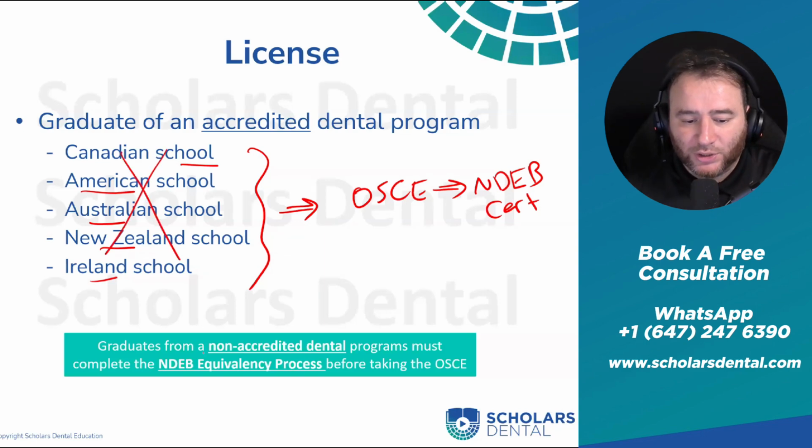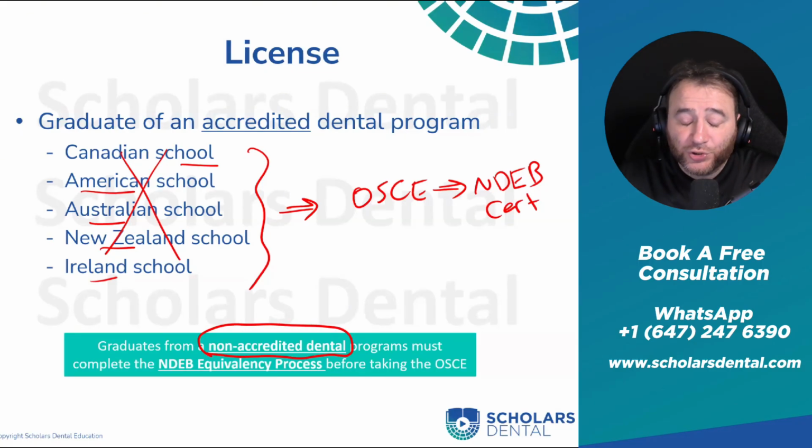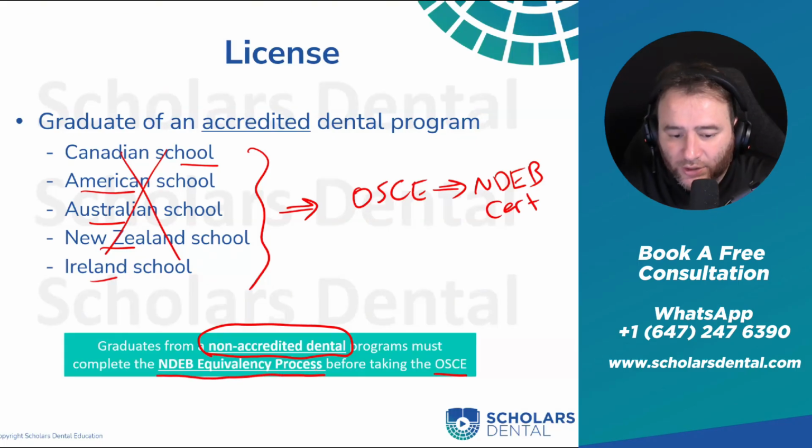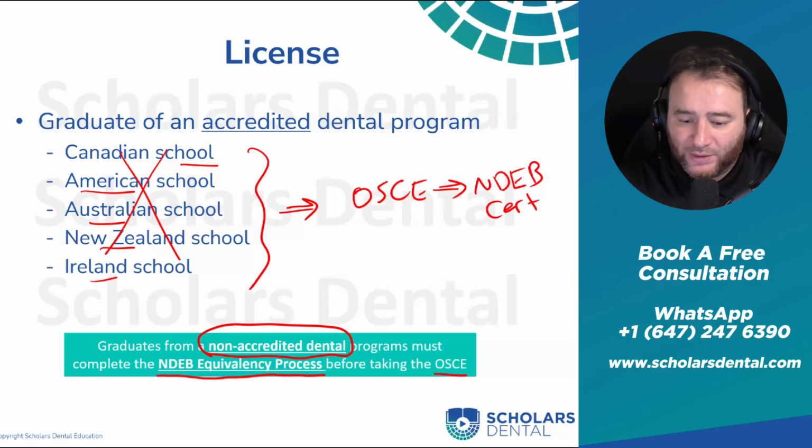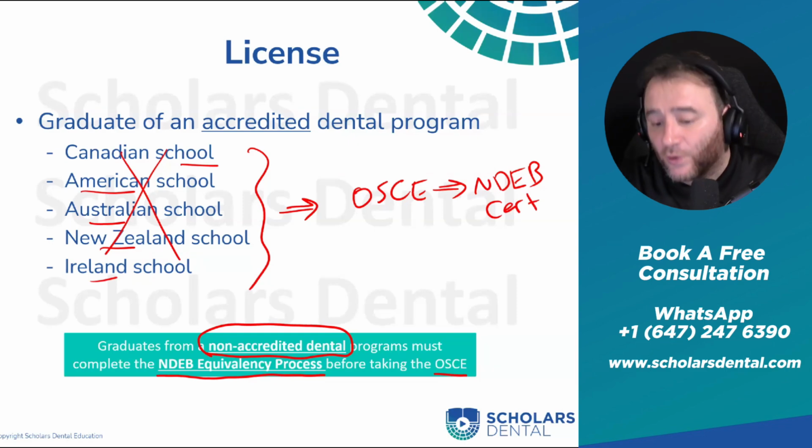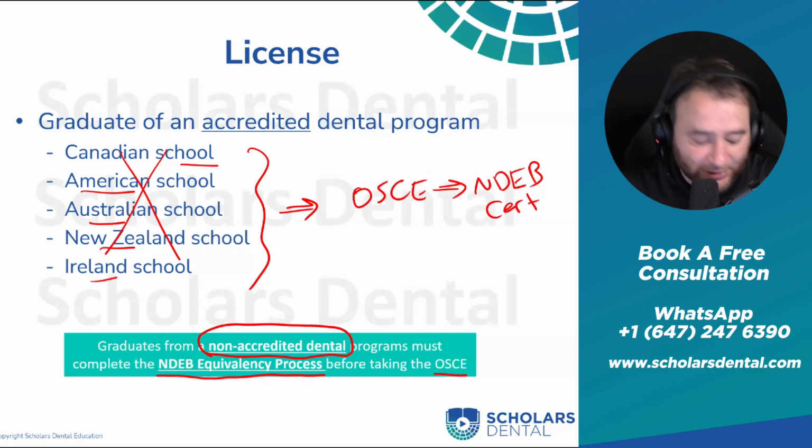So what about if you're a graduate from another school that is not one of these 5 schools? Then you are called a graduate from a non-accredited dental program. Okay? And before you're allowed to do the OSCE, you need to do what we call the NDEB equivalency process. Okay, hopefully that made sense to you. So if you're a graduate from a dental school that's not on this list, then you have to do the NDEB equivalency process before you're allowed to take the OSCE to get your NDEB certificate.